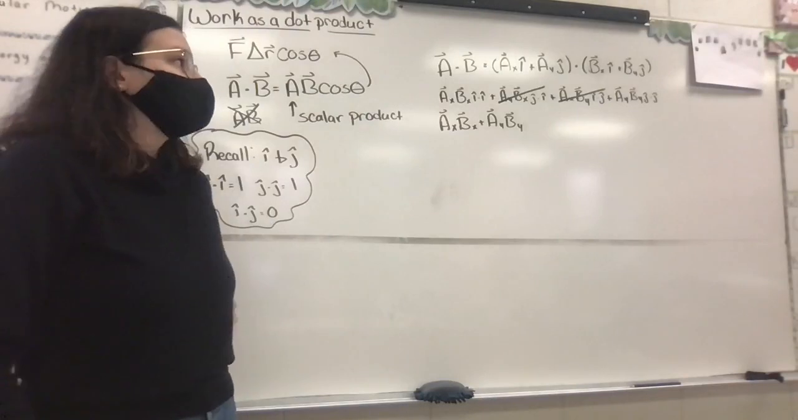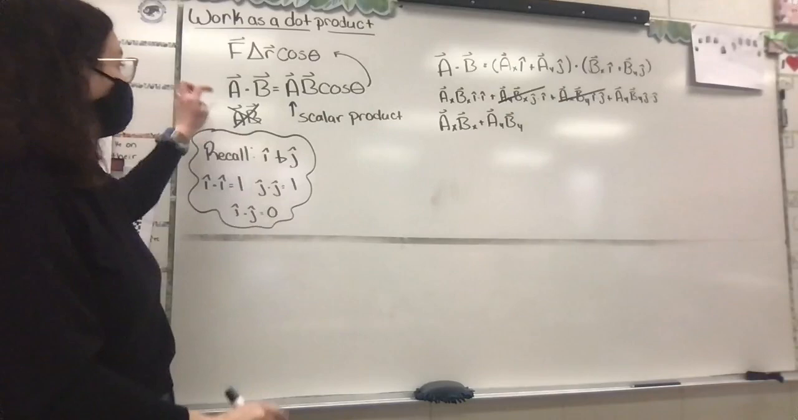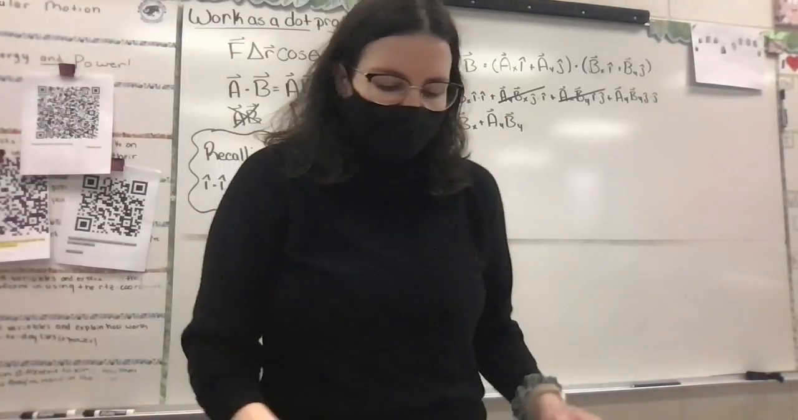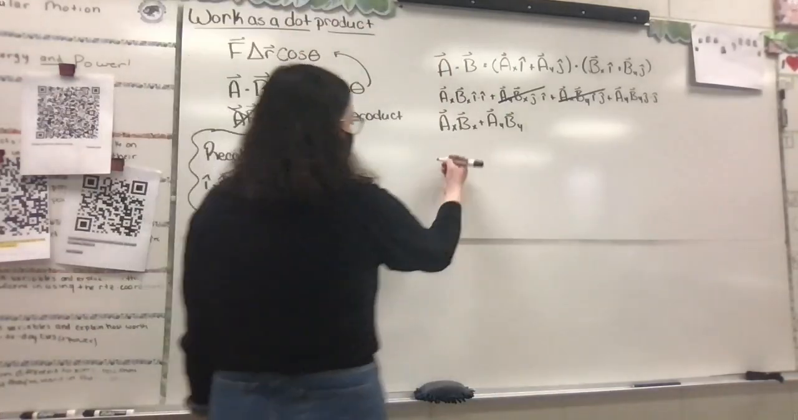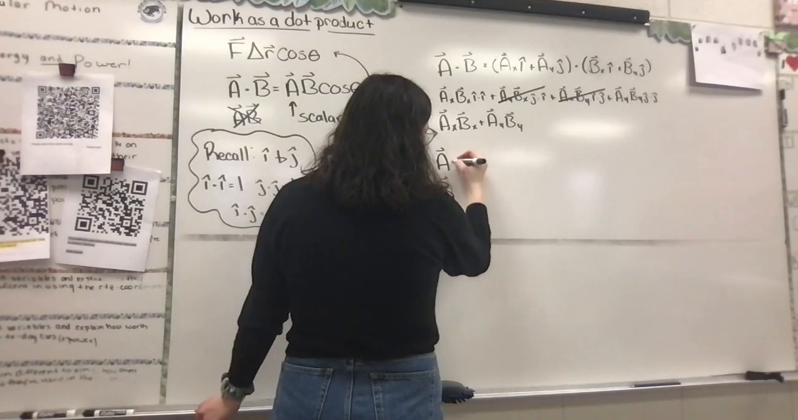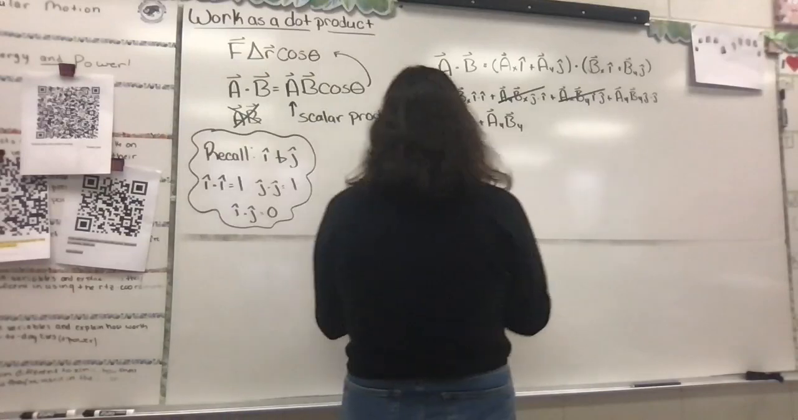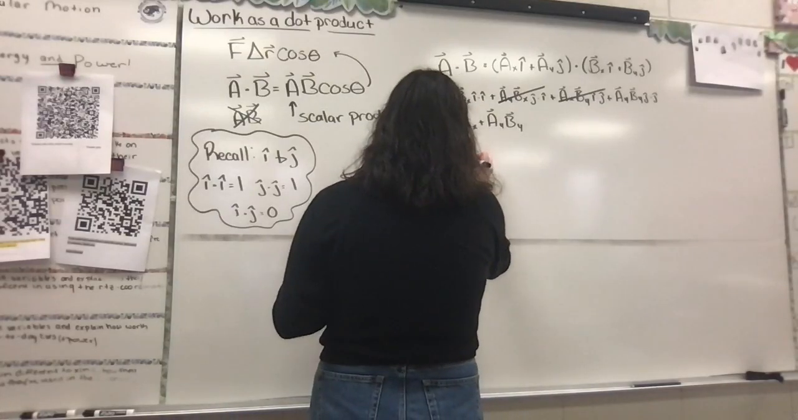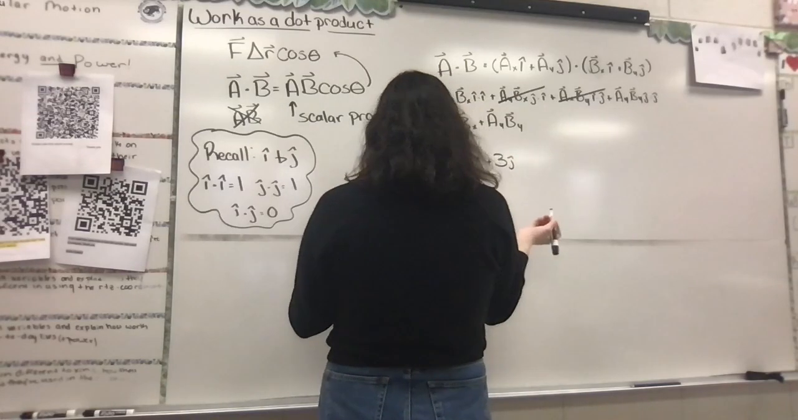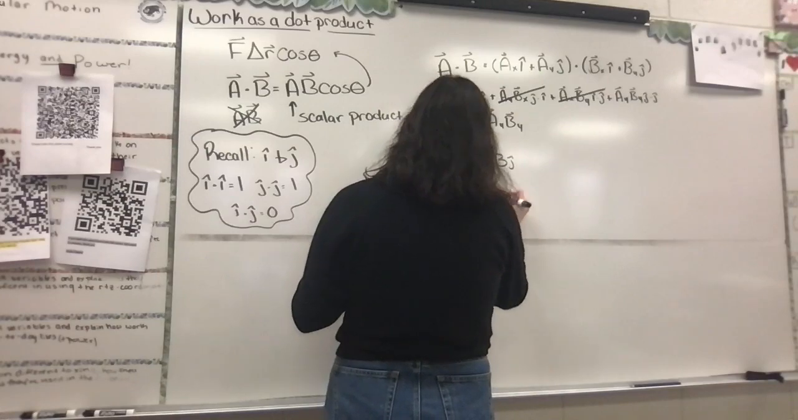So we're also going to do an example where we would want to use this method instead of this one, okay? Somewhere we might want to use this is let's say that we are given two vectors, okay? And we're told that vector A is 3i hat plus 3j hat, and vector B is 4i hat minus j hat.